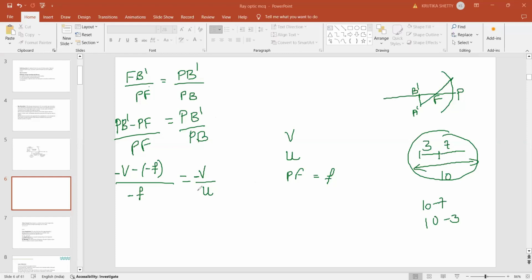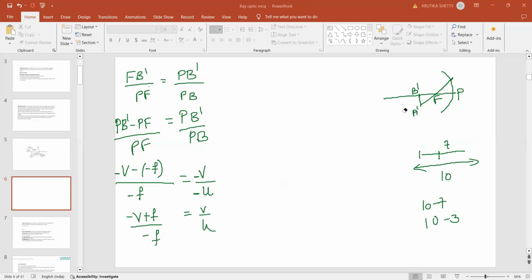See if any doubt is there, here also minus. Object distance also comes minus. So whoever has not understood the substitution, please ask. And here minus by minus, so it will be plus, therefore it is v by u. And here if you write it, it is minus v minus into minus plus f divided by minus f. Please check. Whoever has not understood any term, please ask.